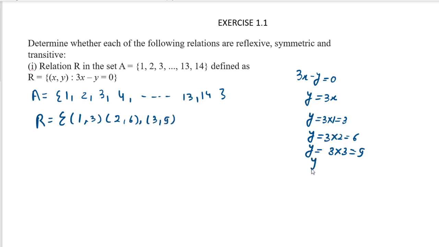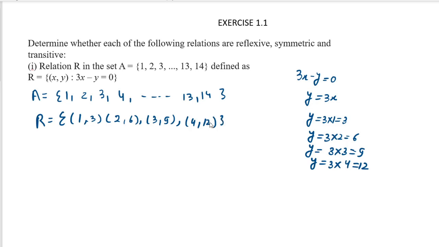After this, if I take x is equal to 4, it becomes 3 fours are 12. So I will write down like this, (4, 12). But children, if I take 5, it becomes 3 fives are 15, which is not given in our set. So I will not take that particular value.